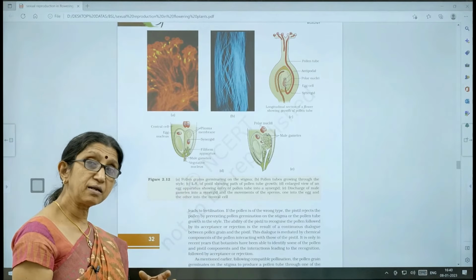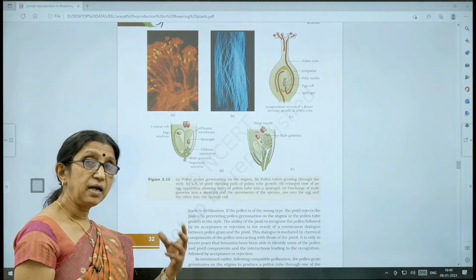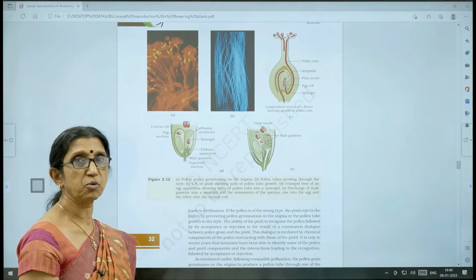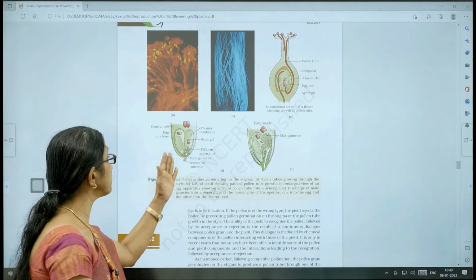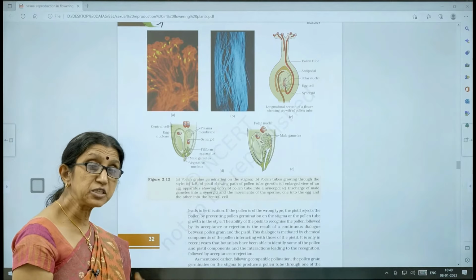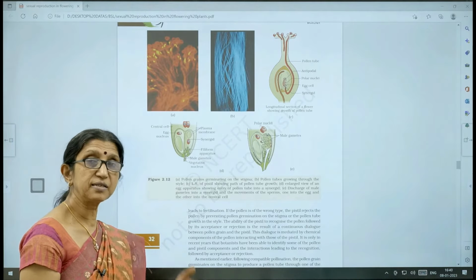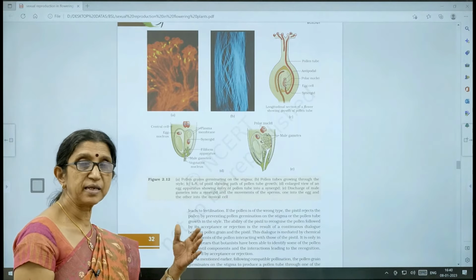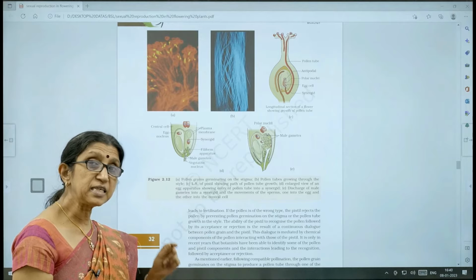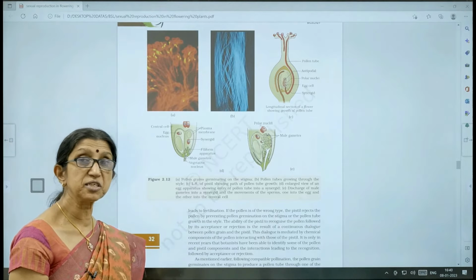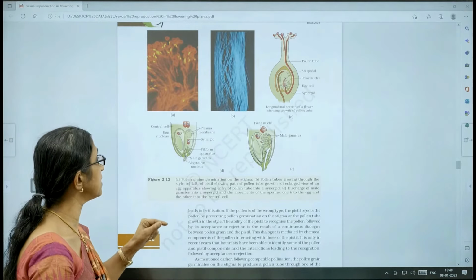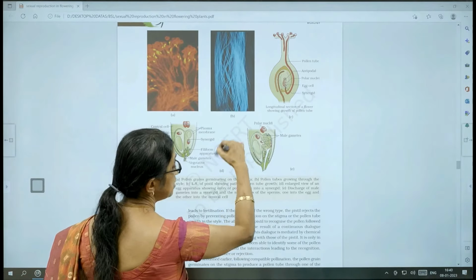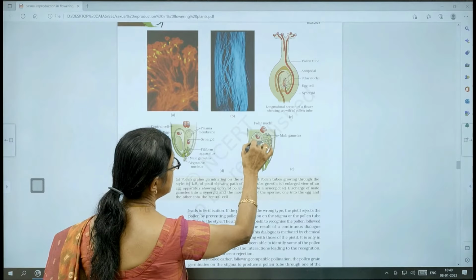So after pollination, the two polar nuclei will fuse together to form the secondary nucleus, and also out of the two synergids, one will show signs of degeneration, and that is called a degenerating synergid, and the other one will remain as such. You see, it is to this degenerating synergid that the pollen tube enters to release the contents. So this is the degenerating synergid. The other one we can see on the other side, and this is the egg cell.